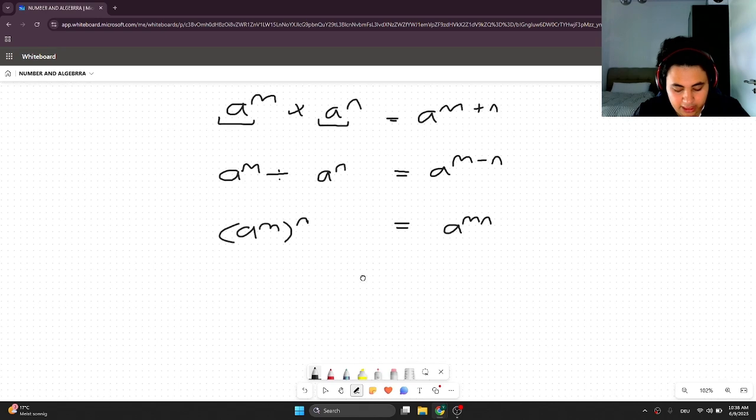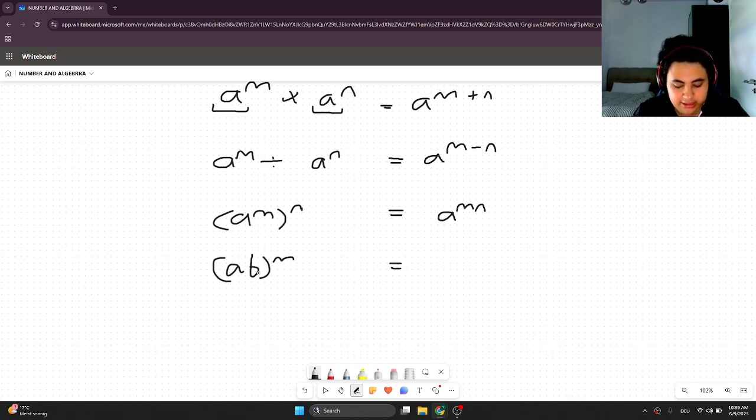Then you have the power of a product rule. So let's say you have ab to the power of m, then what you can do is actually separate these terms and raise both of them to the power of m. So you can have a to the power of m multiplied by b to the power of m. This is the same thing.